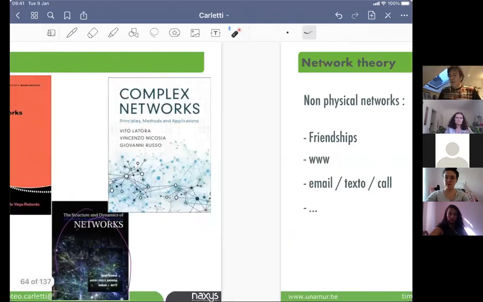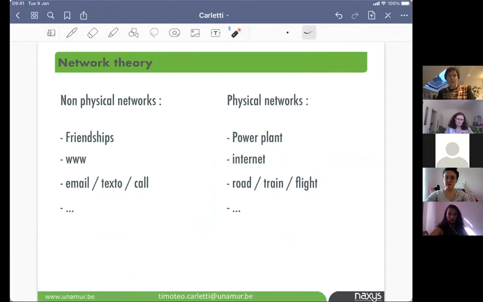So what is a network? We are speaking about network theory. So what is a network? As I told you last time in the introduction, a network is just a bunch of nodes, say units, that are linked together. And so you can have non-physical networks. It can be friendship, so the nodes are persons and the links are friendship relations. Or you can have the WWW, where the nodes are the web pages and the links are the hyperlinks, so the fact that you click on a page and you go to another page. This is not physical. There is no wire behind, you just jump from one hyperlink to the other.